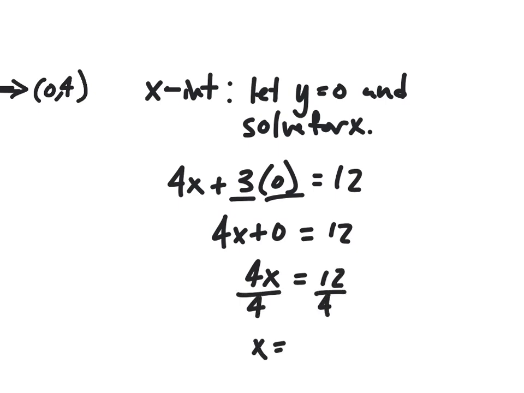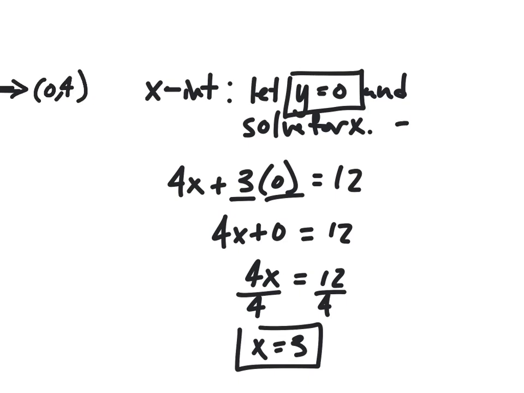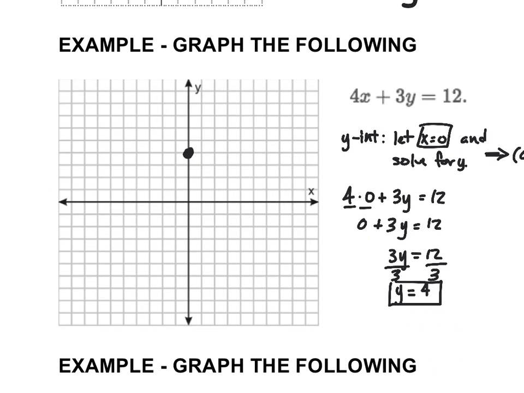So I have y equals 0 and x equals 3. My point would be (3, 0), and that's going to be my x-intercept. So I come over here and write in (3, 0), and that's it. Then I have 2 points on the graph, and I can draw a line connecting them.